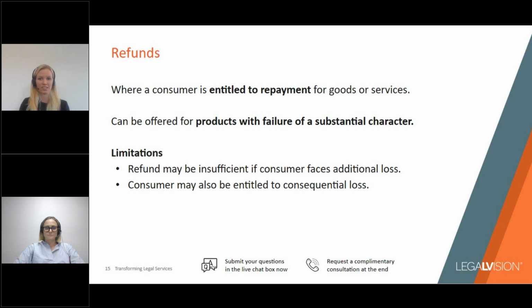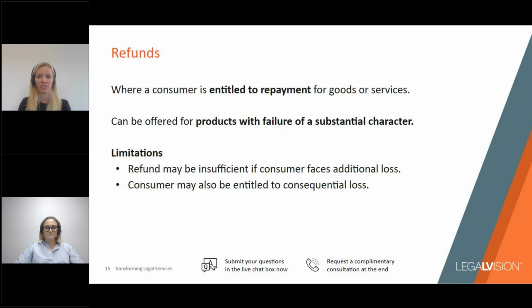So let's consider this scenario. Say a consumer purchases a new desk for their office. They set up the desk in accordance with the instruction manual and they place their computer on the desk. The desk then breaks and the computer falls and the screen is damaged. In this situation, the consumer will likely be entitled to a refund for the price of the desk, but may also be entitled to consequential losses, such as recovering the price for having their computer screen repaired.